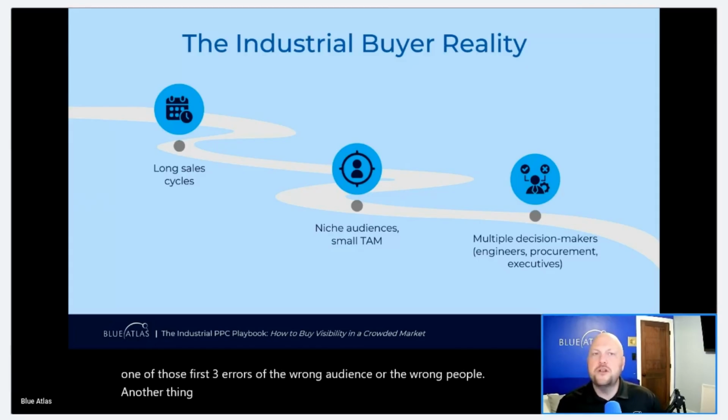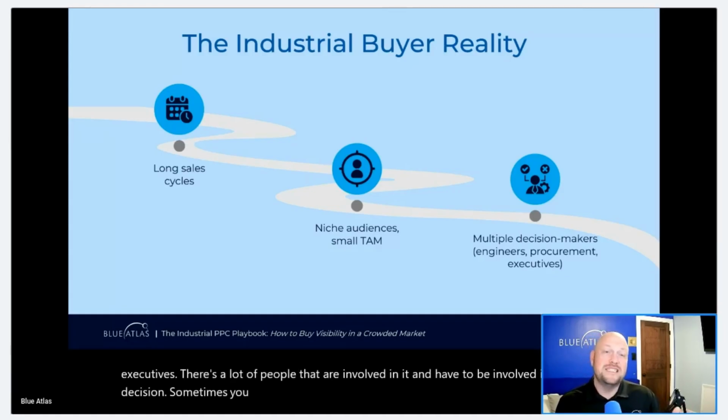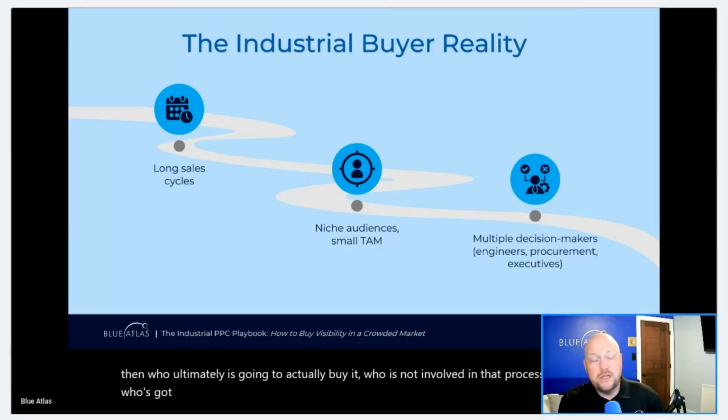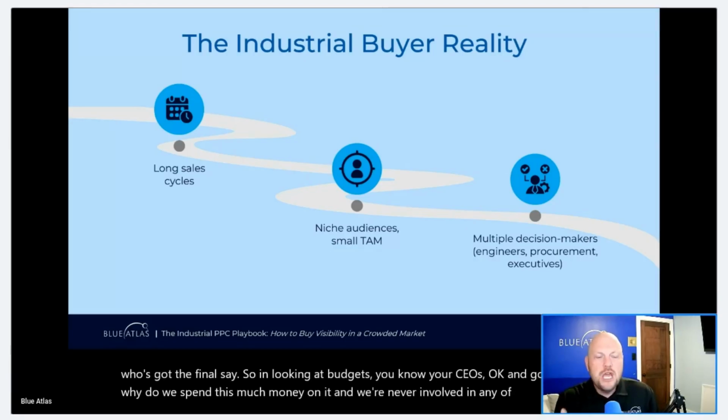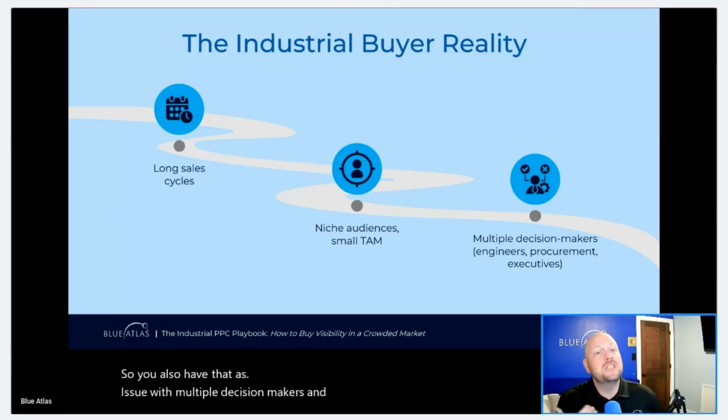Another thing is often there's multiple decision makers involved: engineers, procurement, executives. There's a lot of people that are involved in it and have to be involved in the decision. Sometimes, what's being specified in plans, blueprints, etc. And then who ultimately is going to actually buy it, who is not involved in that process. And then who's got the final say so in looking at budgets. Your CEO's looking and going, all right, why did we spend this much money on it? And we're never involved in any of the rest of that. So you also have that as an issue with multiple decision makers. And that's why you have to be really smart with it.